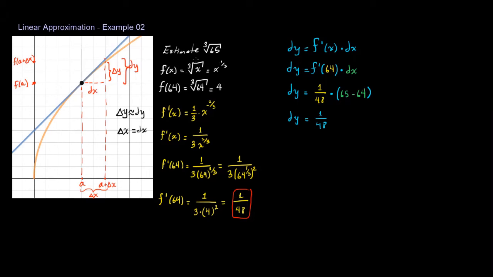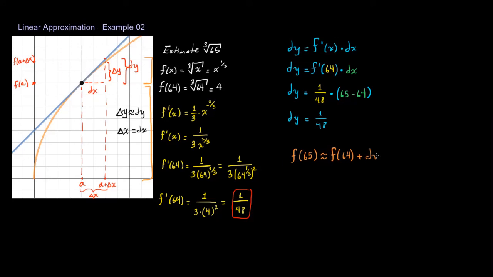We are looking for, I'm going to use orange here, the cubic root of 65, which in other words would be f of 65. dy represents only this height, but we are not looking only for this height, we are looking for this one. So in order to get this one, we must add this height. This height is actually f of a, which in this case would be f of 64. So let's add f of 64 plus the differential. Our goal is to find this whole height.